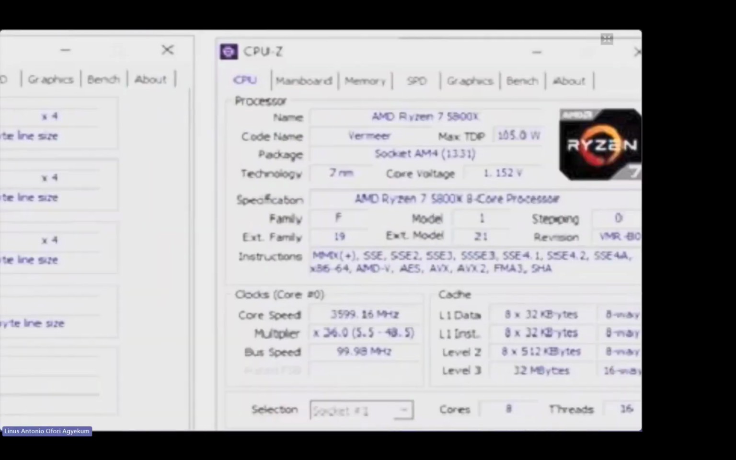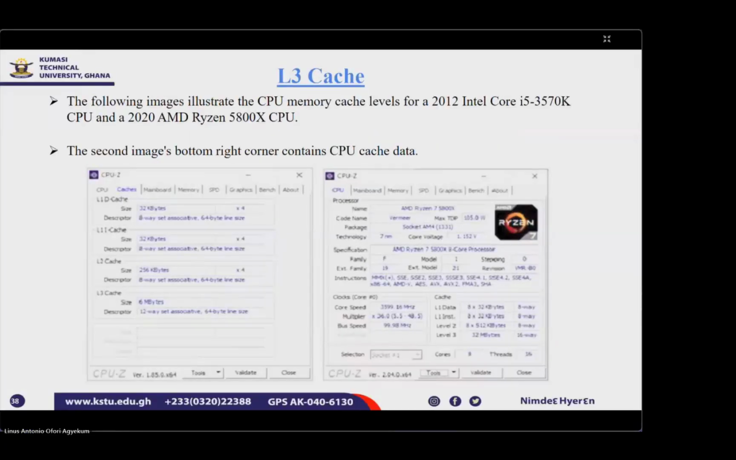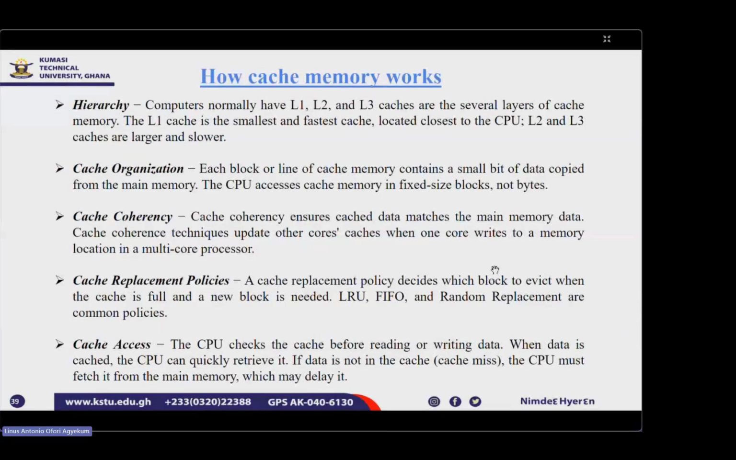Okay, but sir, basically what we're trying to put across is that the L1 cache is the fastest and closest to the CPU. The L2 is not as fast as the L1, but it's faster than the L3 and has more space than the L1. Then the L3 has more space, but is not as fast as the L2 and the L1. So the cache memories work in hierarchies. That is why we have level 1, 2 and 3.